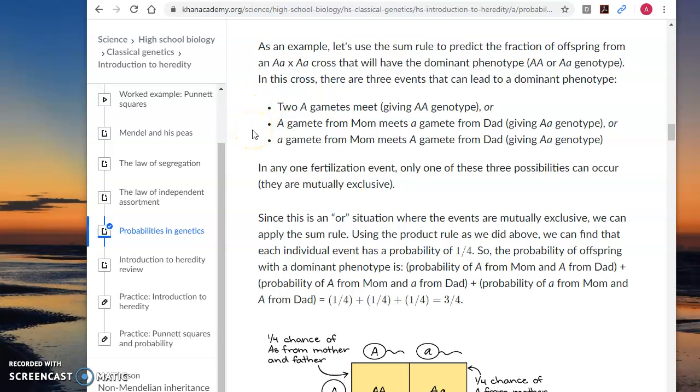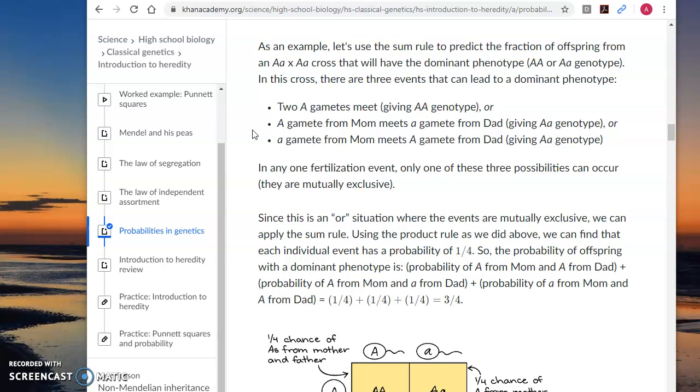You can have 2 dominant alleles given, one from each parent. The other combination is a gamete from the mom that's dominant meets a recessive gamete from the father, giving us a heterozygous genotype, or a recessive gamete from the mom meets the dominant gamete or allele from the dad.